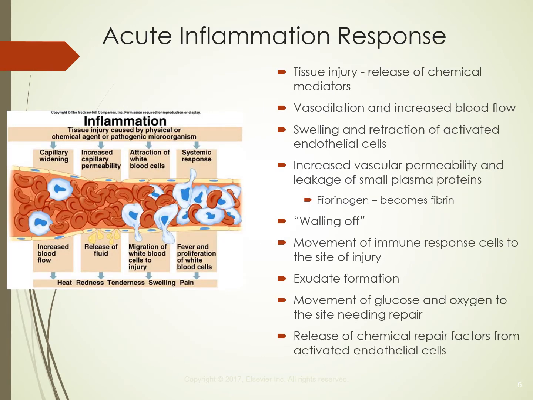The acute inflammatory response, again, is tissue injury, which is release of chemical mediators, vasodilation and increased blood flow, swelling and retraction of activated endothelial cells, increased vascular permeability and leakage of small plasma proteins. Fibrinogen becomes fibrin, walling off, movement of immune response cells to the site of the injury, exudate formation, movement of glucose and oxygen to the site needing repair, and release of chemical repair factors from activated endothelial cells.